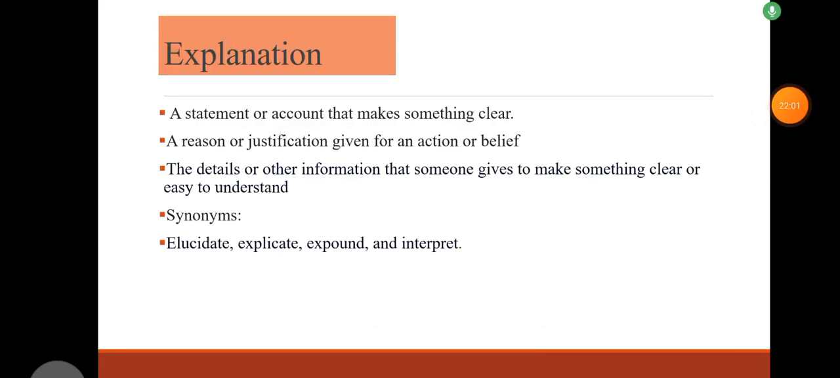Explanation. A statement or account that makes something clear is called explanation. A reason or justification given for an action or belief is also called explanation. You may say the details or other information that someone gives to make something clear or easy to understand is called explanation. This activity is very important because you are clarifying something which is related to some belief or some idea. There are different synonyms in the dictionary for this word: elucidate, explicate, expound, and interpret.